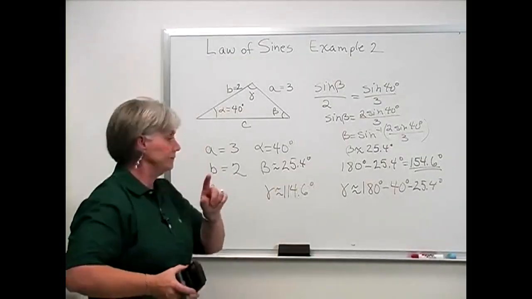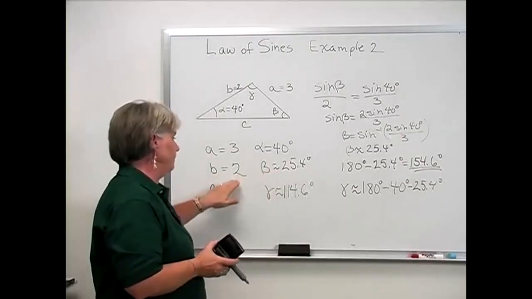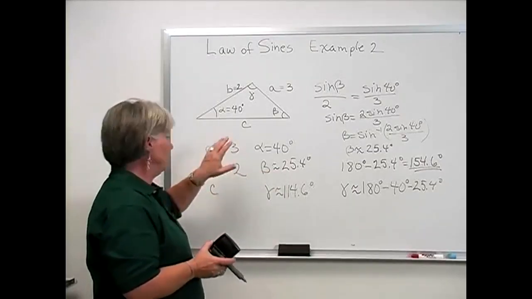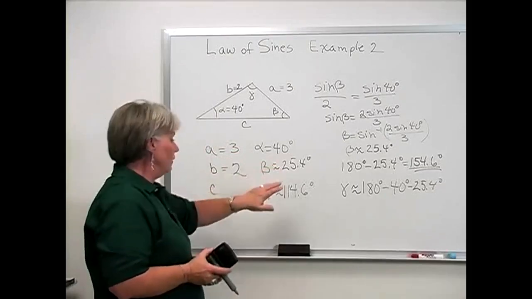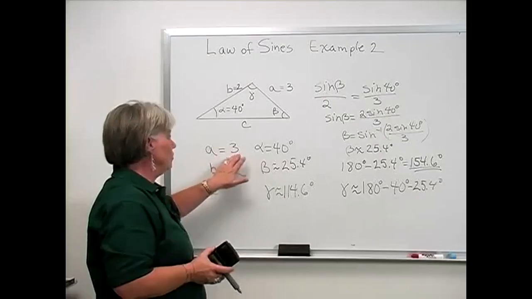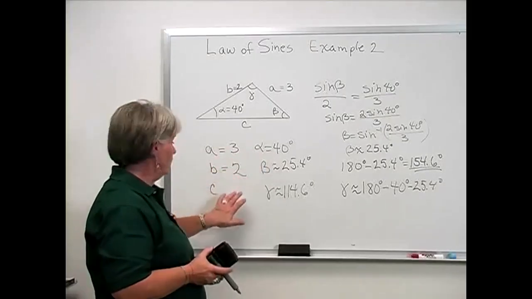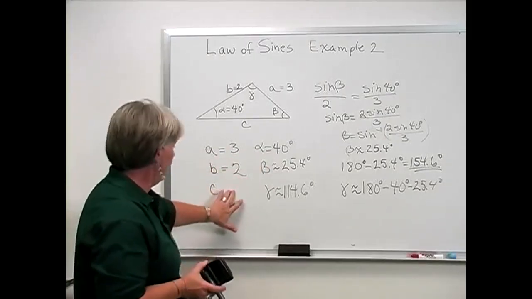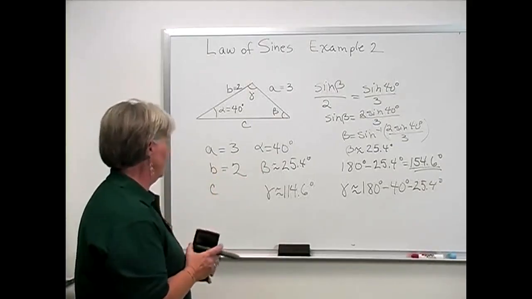Now remember, don't use beta to find C, because you've already approximated here. Use what you're given, more exact values. You'll get a better approximation. You'll be less likely to make a round-off error.